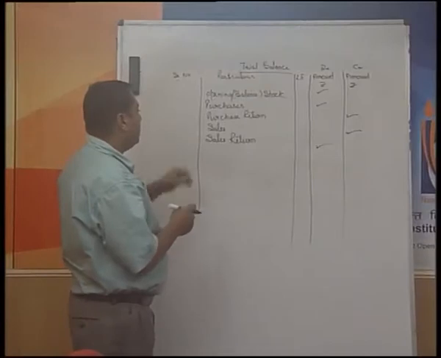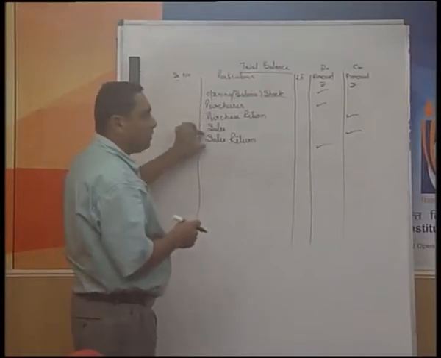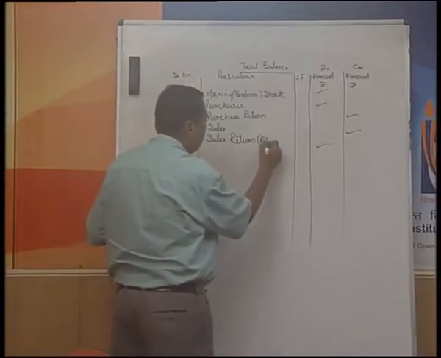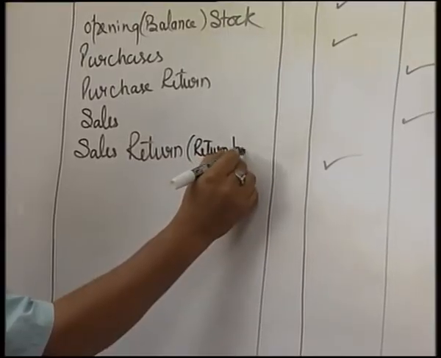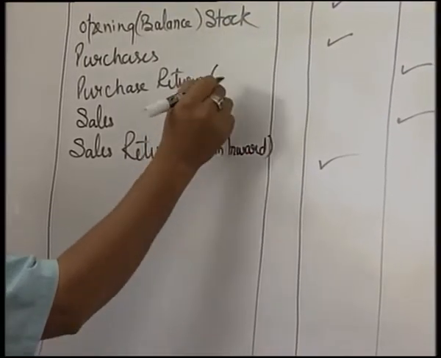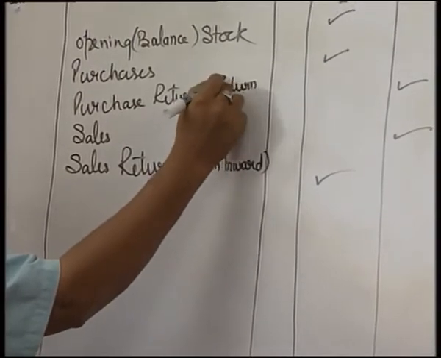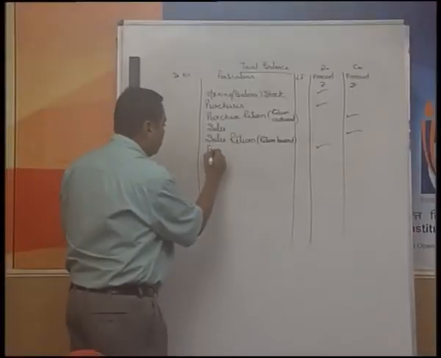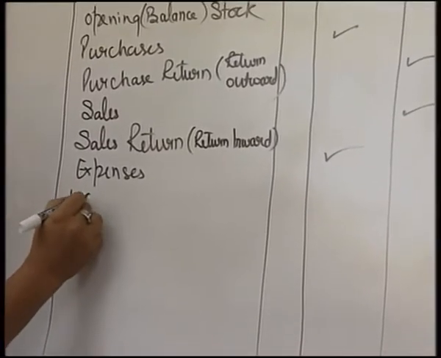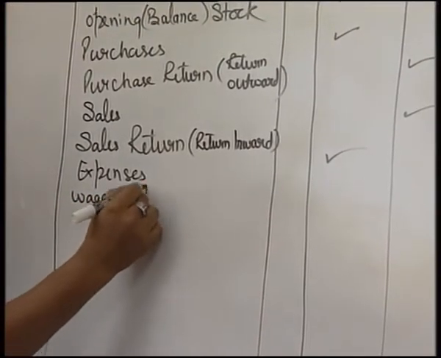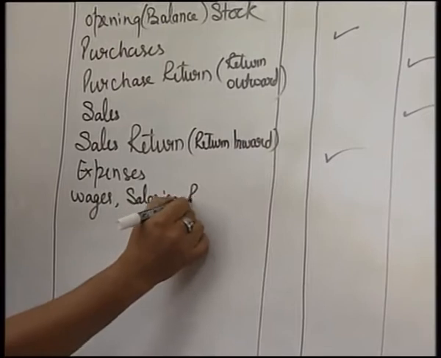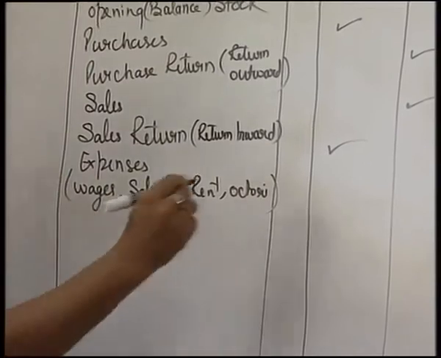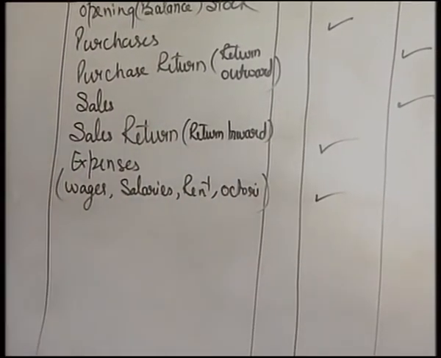Sometimes it may be possible that we do not exactly get the word purchase return or sales return. In that case, sales return will be shown as return inward, while purchase return will be shown as return outward. There could be any number of expenses. These expenses can be in terms of wages, salaries, rent, octroi and so on. So, all the expenses always have a debit balance.